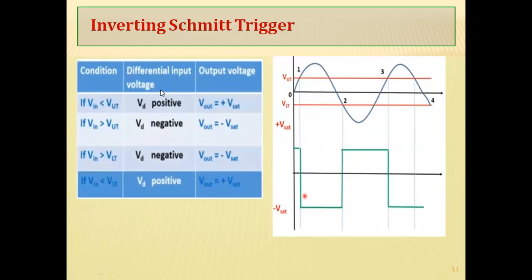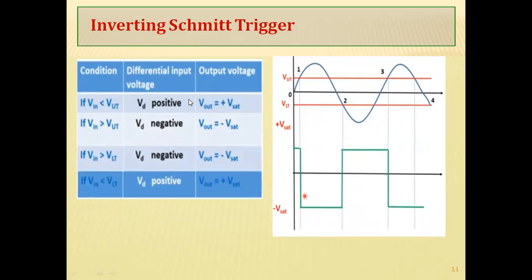The main thing here is we have to remember these conditions. It depends upon the VUT as well as VLT. Observe here, this is your sinusoidal wave, this is your V in, and there are two reference voltages here. This is one reference voltage and one more reference voltage is here, which are indicated by the red line. VUT is here and this is VLT. VUT is positive and VLT is negative here. Now we have to draw the output waveform by referring to these conditions.